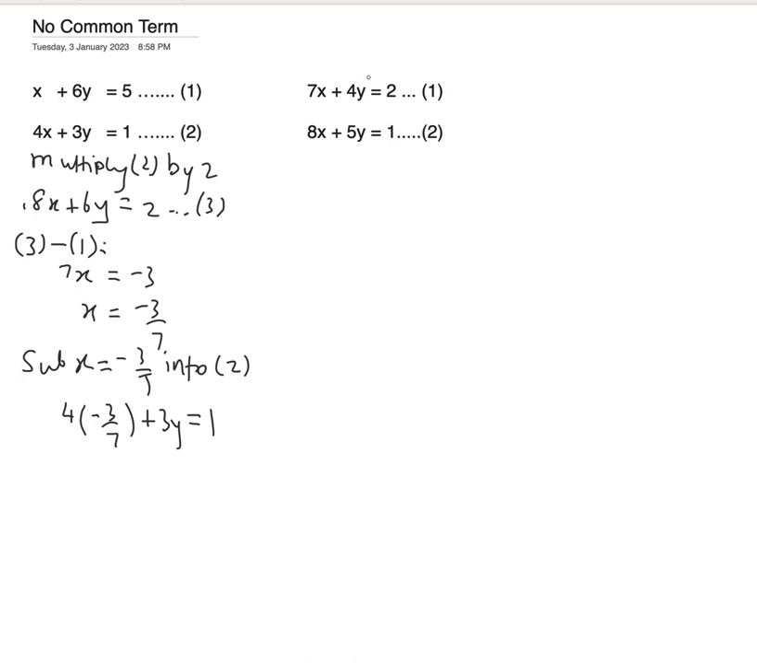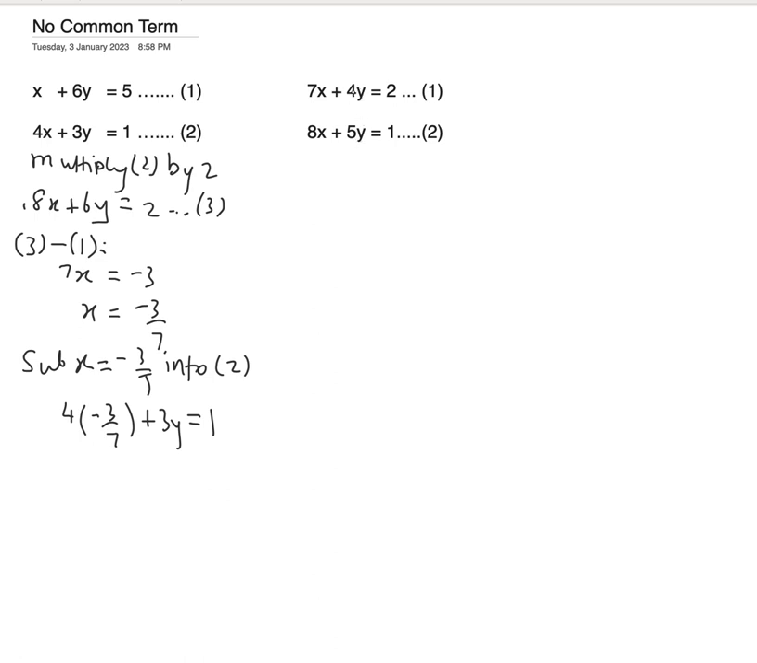Okay, in the next example, we do not have a common term in x or a common term in y. So in this particular case, it is necessary to change both equations to create a common term. When we examine the equations, we see that the x terms have a bigger number and the y terms have a smaller number. In this case, it's easier to make the y term the common term.